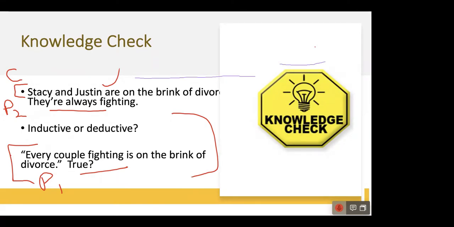So again, if the premises are true, then the conclusion has to be true. Now, here, one could say, well, this is not necessarily true. And then one could say, well, this is not absolutely true. So actually, unless you know for sure these things are true, you can't deduce that they're on the brink of divorce. So without explanation, you could say you have, at best, a strong inductive argumentation.